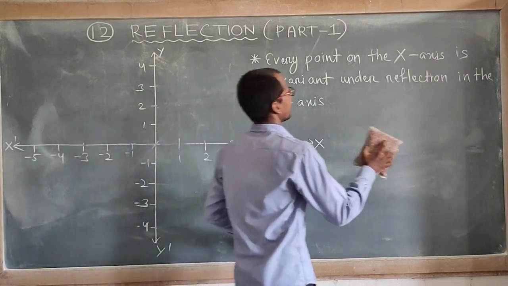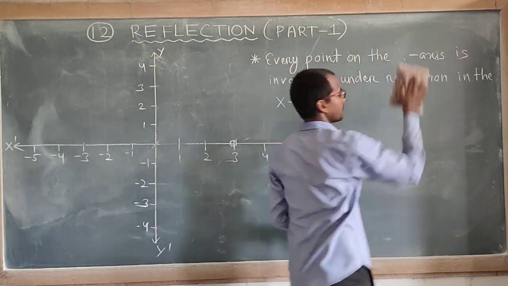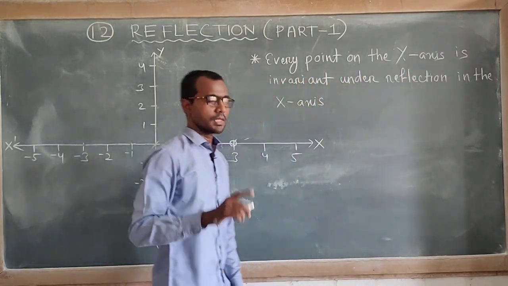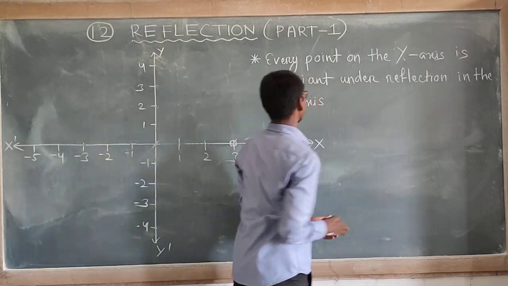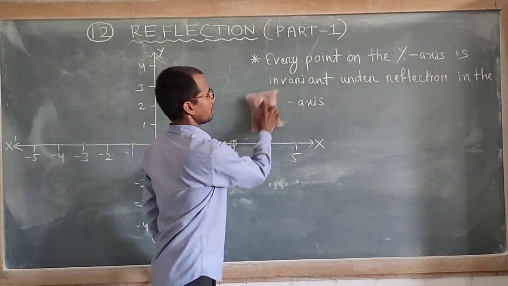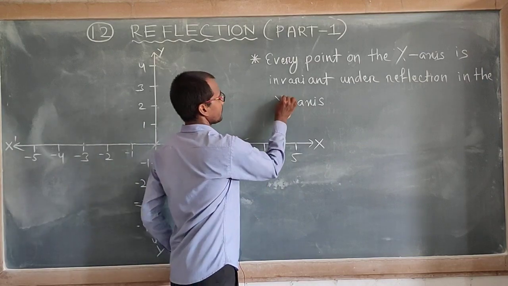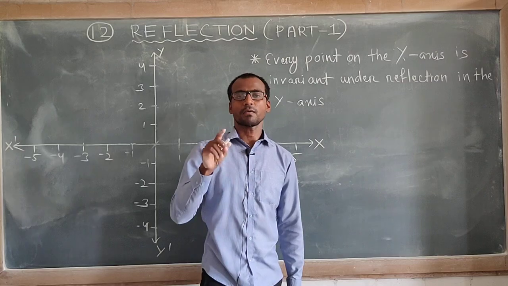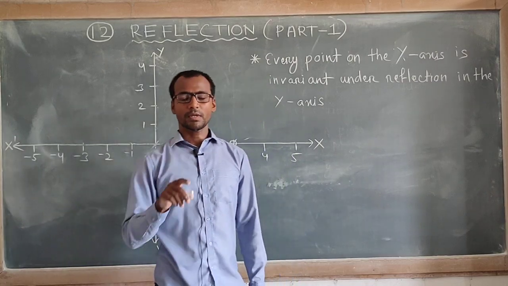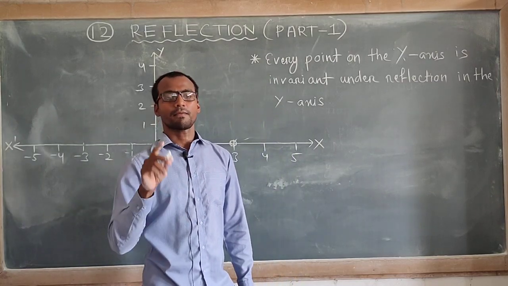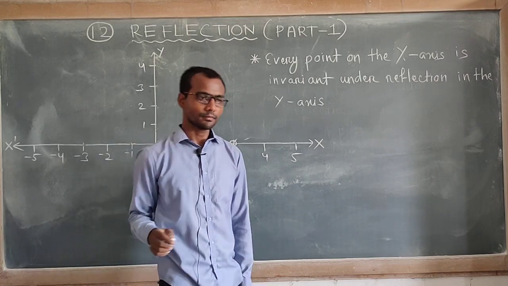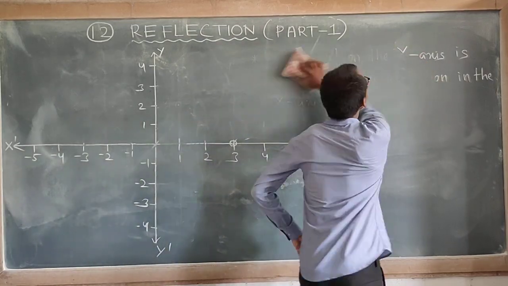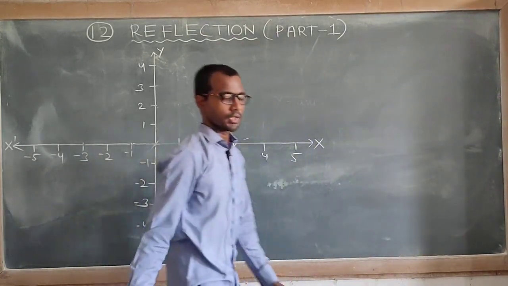Similarly, every point on the y-axis is invariant under reflection in the y-axis. Remember these 2 points. Every point on the x-axis is invariant under reflection in the x-axis. Every point on the y-axis is invariant under reflection in the y-axis. Third point, the last point of this part.